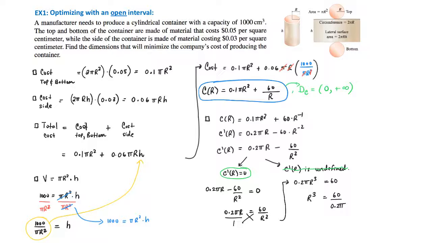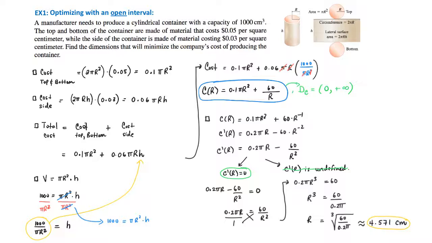So now what we have to do is to take the cube root. So we're going to have the cube root of 60 divided by 0.2 pi. And when we do that, this will be approximately equal to 4.571 centimeters. Okay, so this is exactly what we get as a possible critical point.